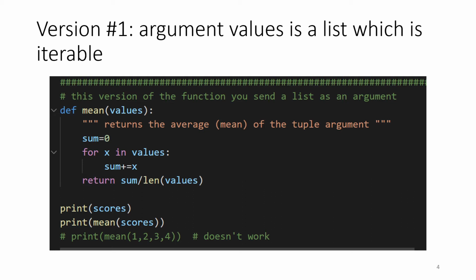But if we try to put into the mean function just individual numbers that we want to take the average of, mean 1, 2, 3, 4, then we find out that that does not work, that it expects a single thing called values, which is iterable, and then it contains smaller things. So it doesn't want you to send it the things, it wants you to send it the structure, this iterable structure that contains things.